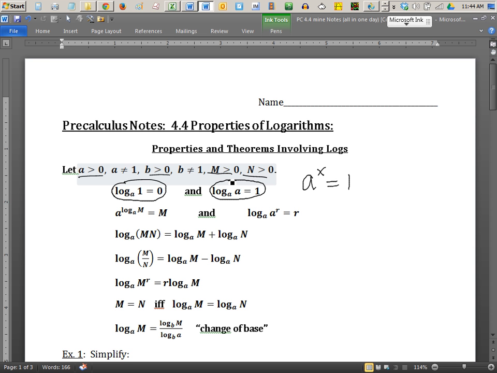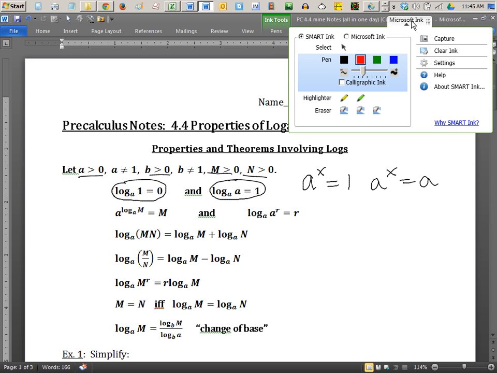And this one's saying what power of A makes A. I'm looking at the second one now. The answer to that is the first power. What power of A makes A? The first power. So that's where these two rules come from. Pretty straightforward.